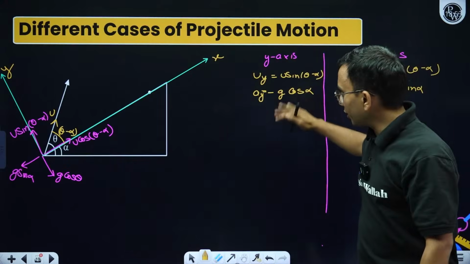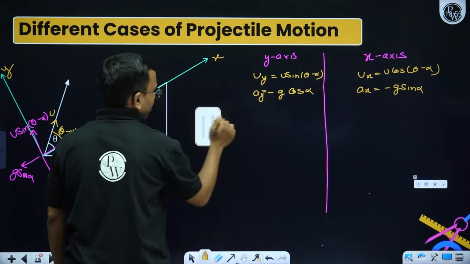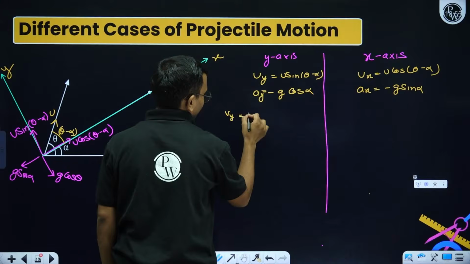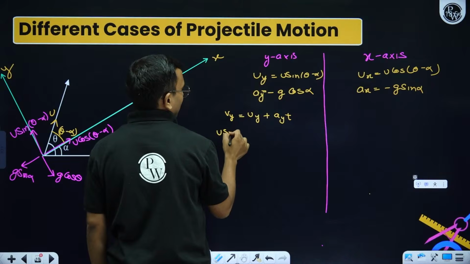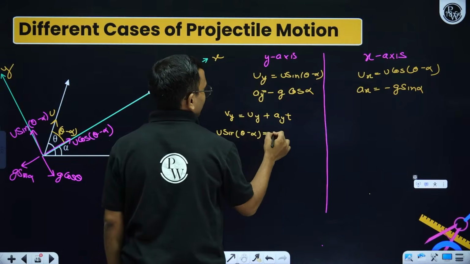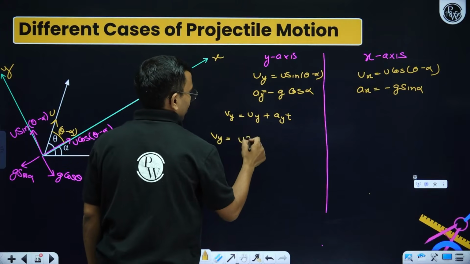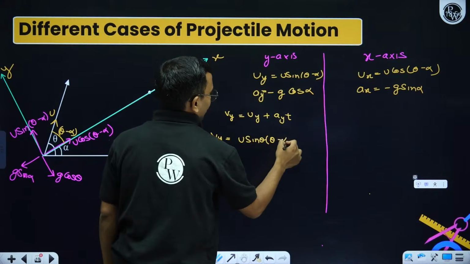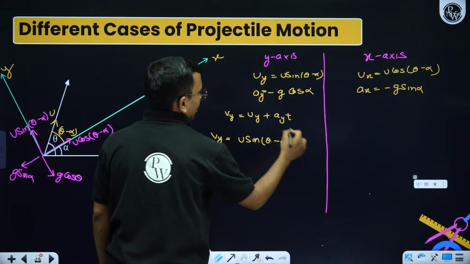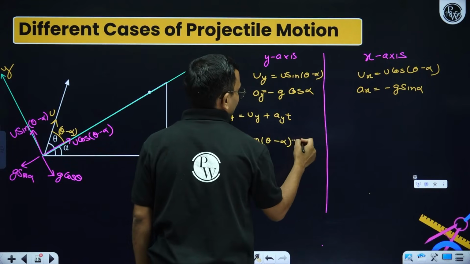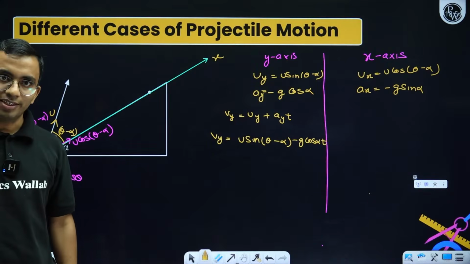Then you write separately. At any time t, what will be the velocity along y-axis? Use the relation v equals u plus at: vy equals uy plus ay into t. So vy equals uy, the initial velocity along y, that is u sin of theta minus alpha, plus ay, which is minus g cos alpha, into t. That is the equation along y-axis, velocity at any time t.